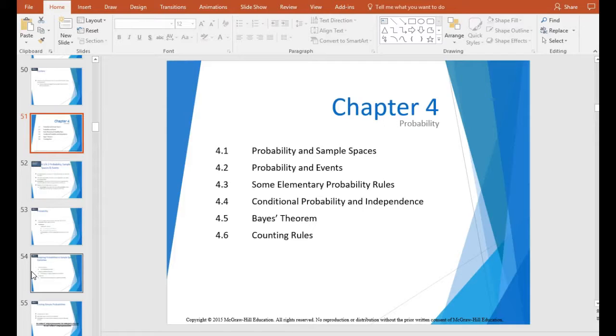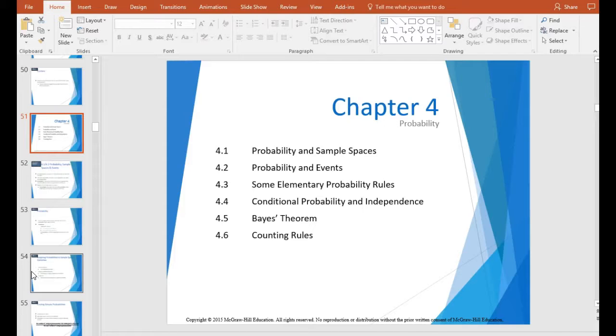So Chapter 4, we're going to be looking at sections 1 and 2, which introduce you to probability, sample spaces, and events. Then section 3, the elementary probability rules. I'm going to be looking at the complement, the addition rule, multiplication rule, stuff like that. Then conditional probabilities, that's when it starts to get difficult. That's when the wording of problems is going to trip you up.